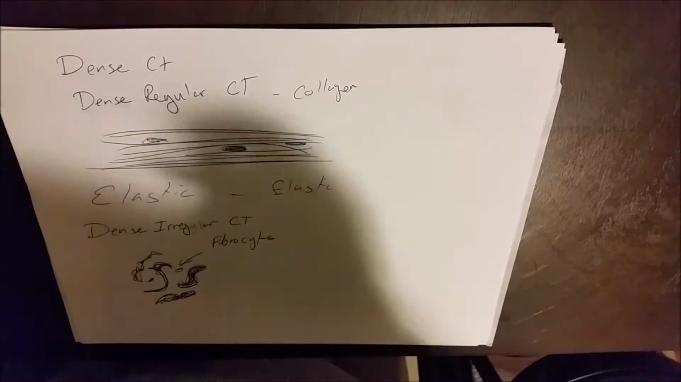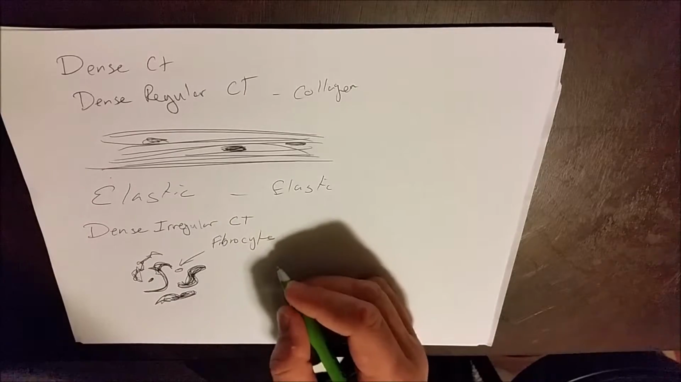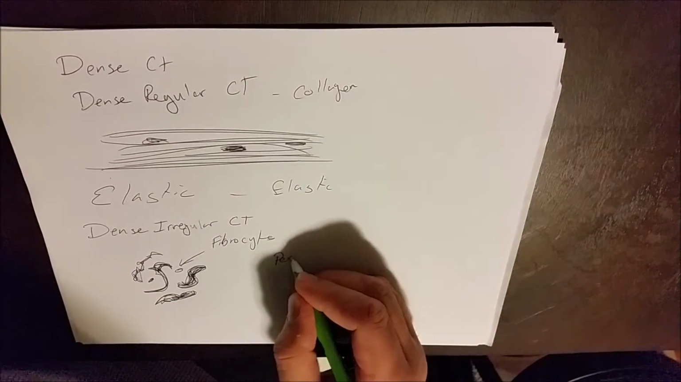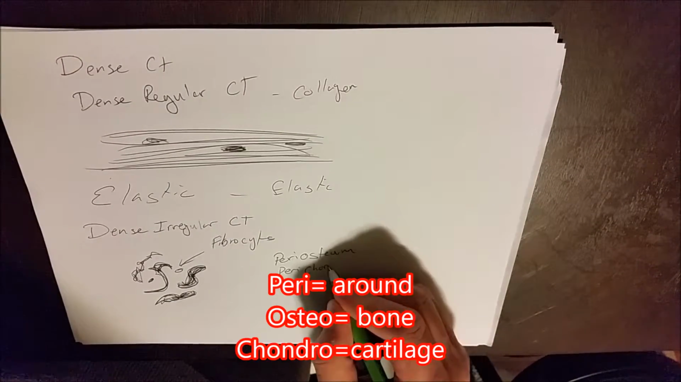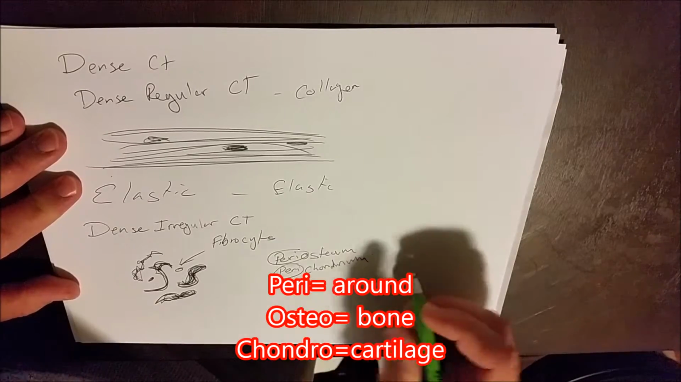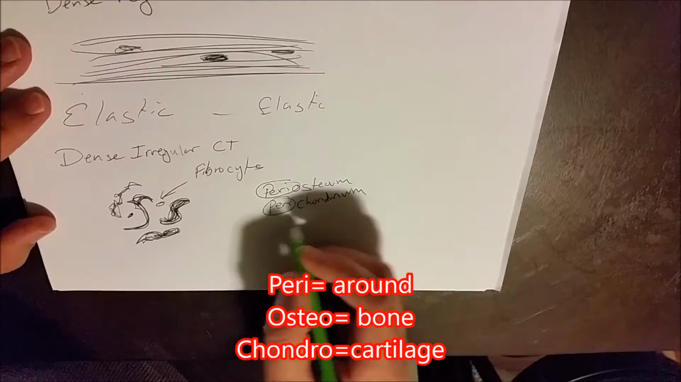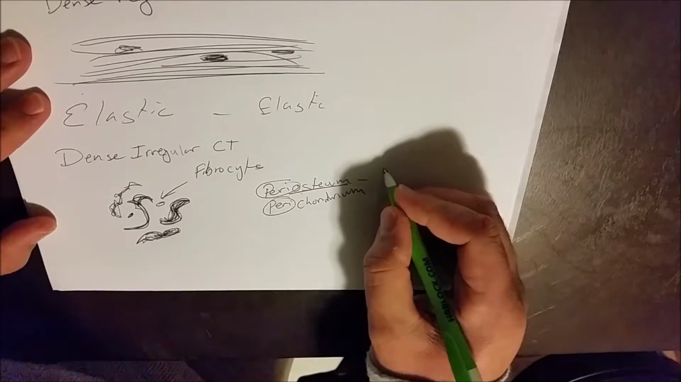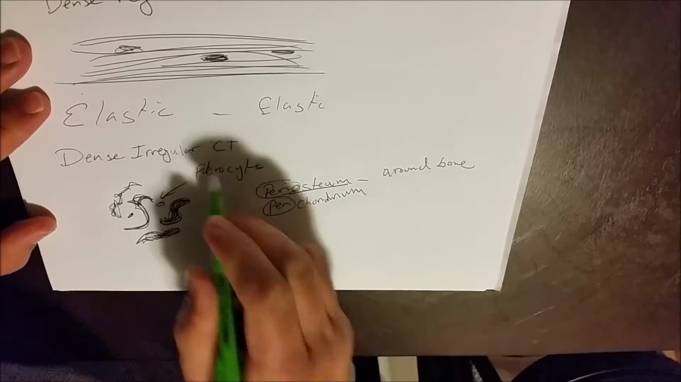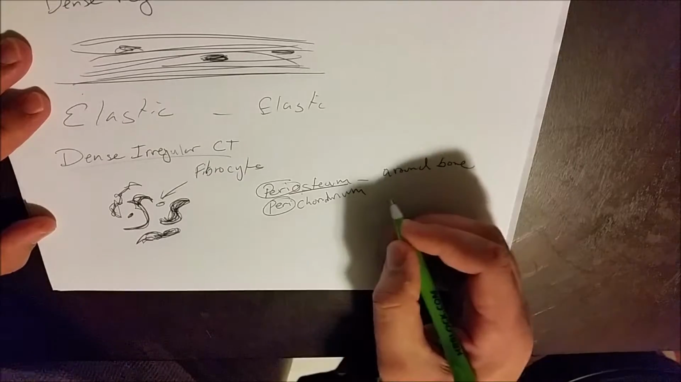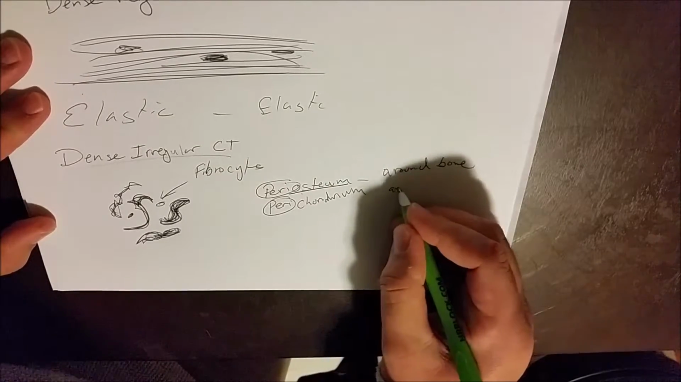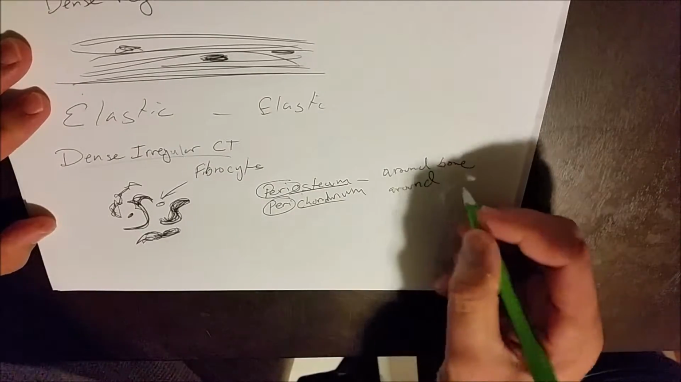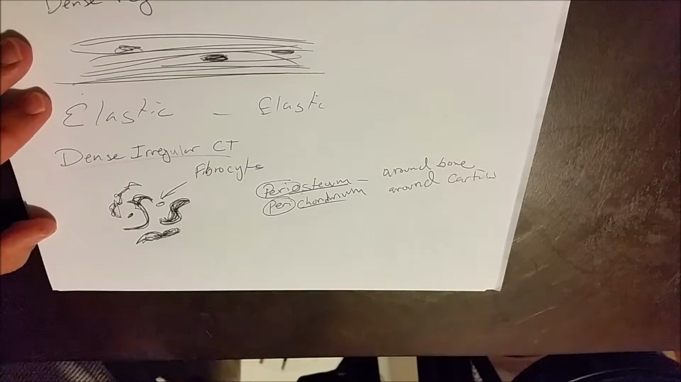Now, the dense irregular connective tissue is very important for us because in bone, around something called the periosteum and perichondrium. Peri, in both cases, means around. Osteum is osteo for bone. Periosteum is around bone, which is a membrane made of dense irregular connective tissue. Perichondrium, peri again means around, and chondro means cartilage. So perichondrium is around cartilage.